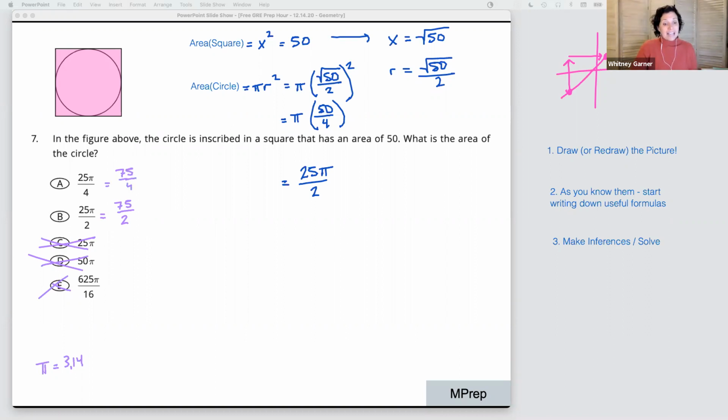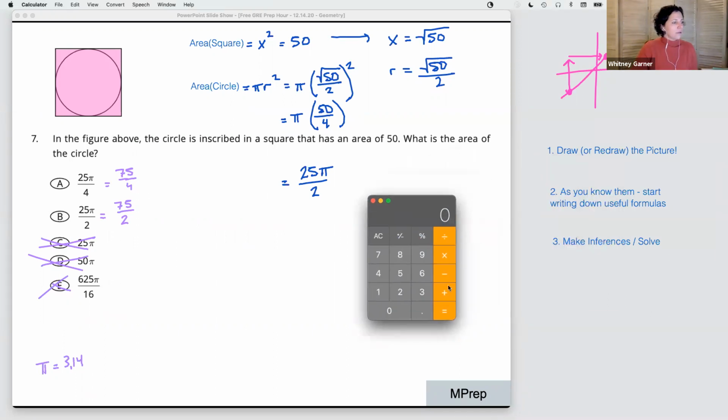So if I wanted to actually get pretty specific, and I'm going to use eyeballing estimation, so here comes my little calculator. I'm going to take 25, multiply it by 3.14, and then divide that by 4.